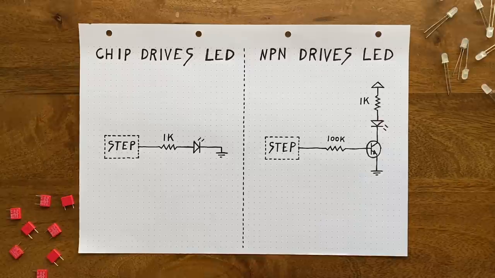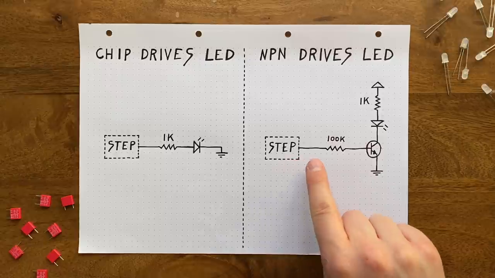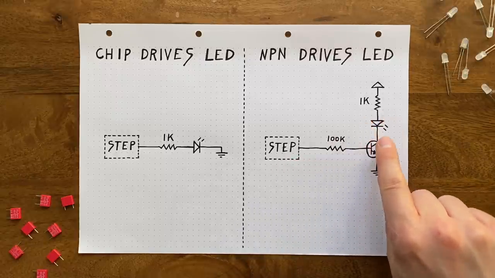Which means that if we have it drive LEDs for an extended period of time, we're risking damage or even component failure. So we'll have to find a way to offload it. For that, we can use an NPN transistor. If we set it up like this, a very small current coming from the chip will be enough to drive the LED at full throttle.